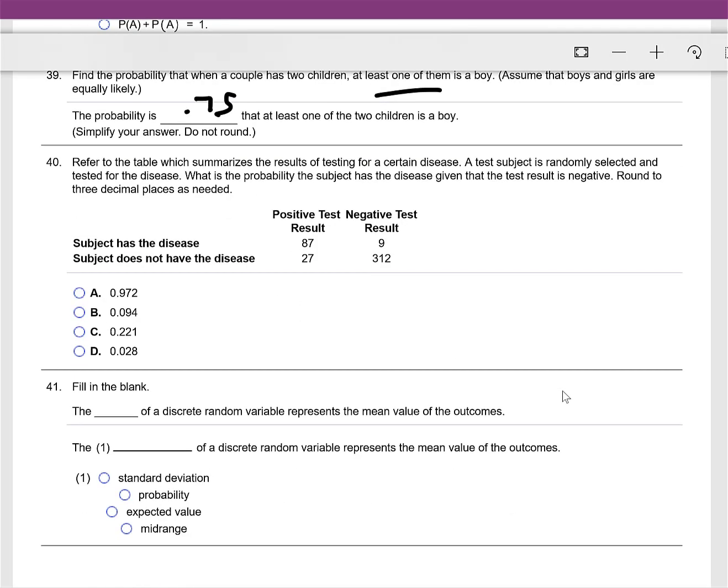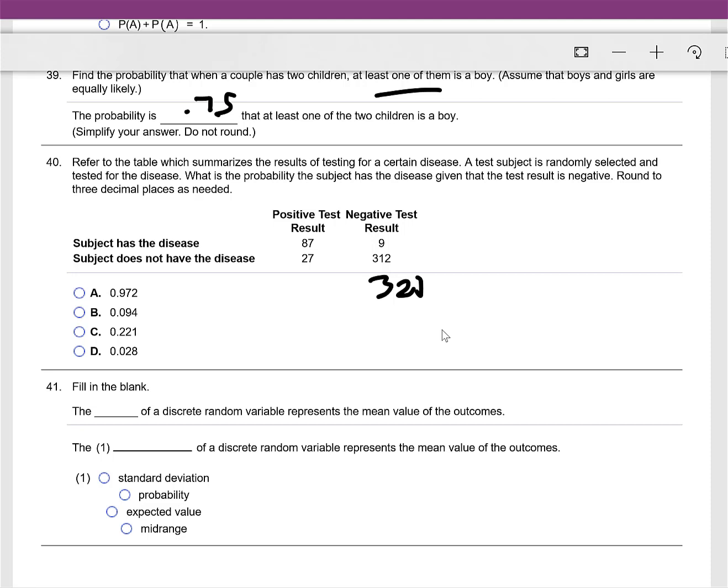Refer to the table which summarizes the testing results for a certain disease. A test subject is selected at random and tested. What's the probability they have the disease given the test is negative? Okay, so we're only looking at the negative results. So for negative result, we have a total of 321.